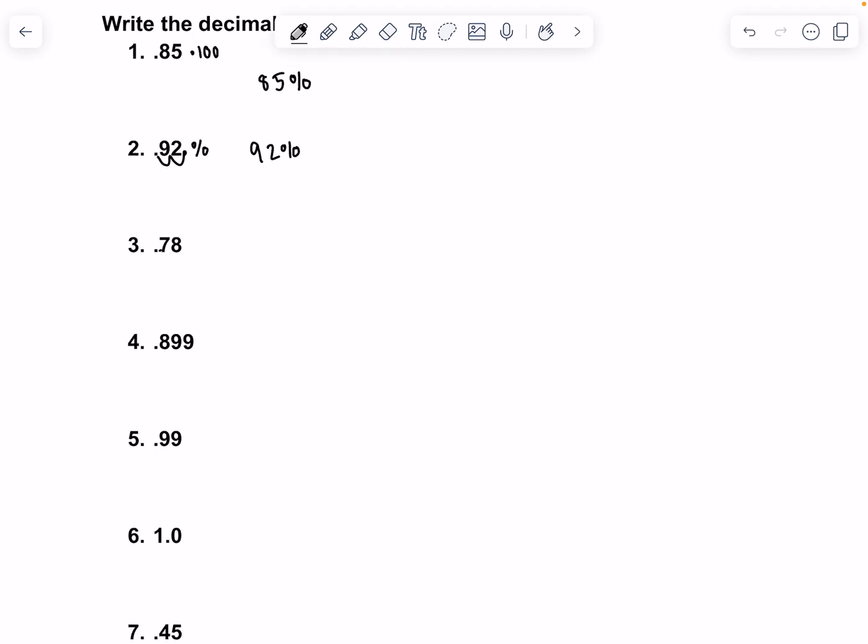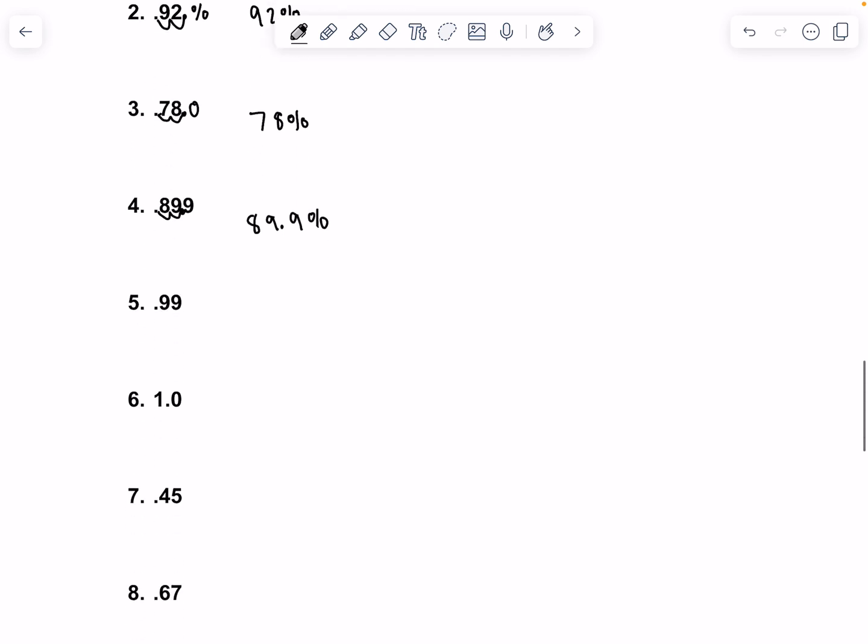For 0.78, we move the decimal place twice. That gives us 78%. For this problem, there are 3 digits, so we move it 2 times. That gives us 89, and then there's a 0.9, so our percentage will be 89.9%. I'll just continue doing that. We move the decimal place twice: 99%. Here, we move the decimal place 2 times, so 1, 2. That will give us 100%.